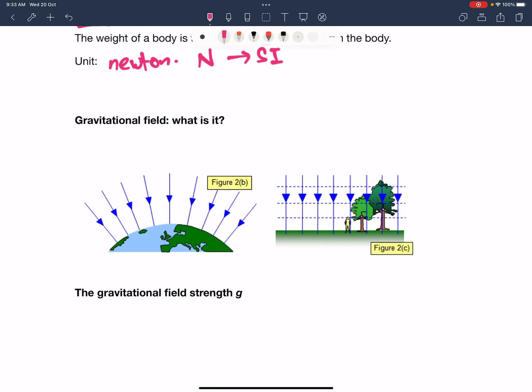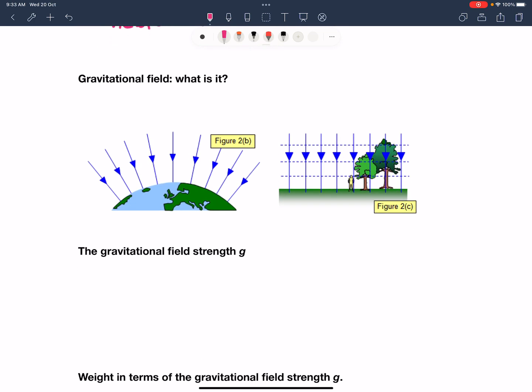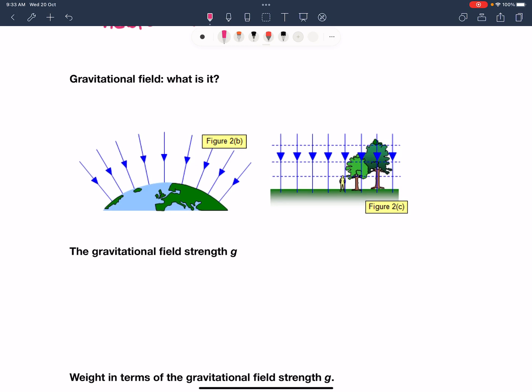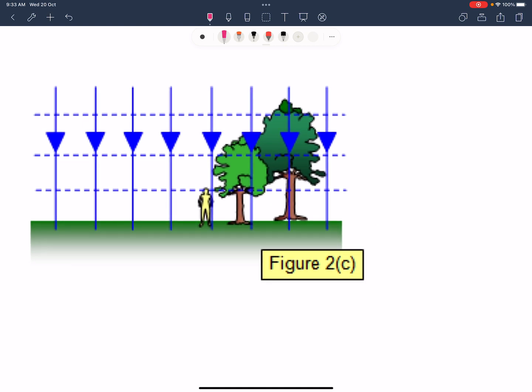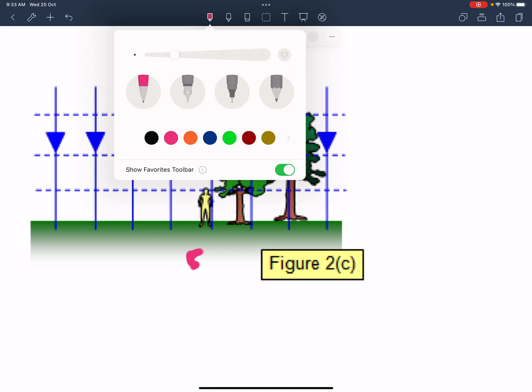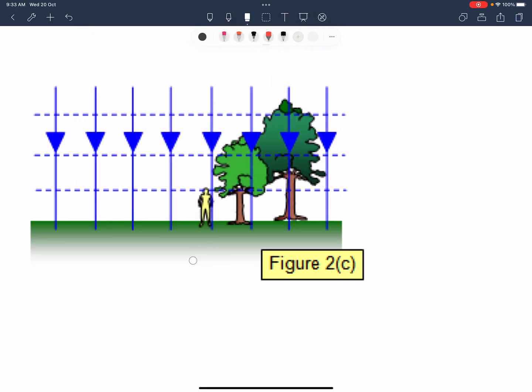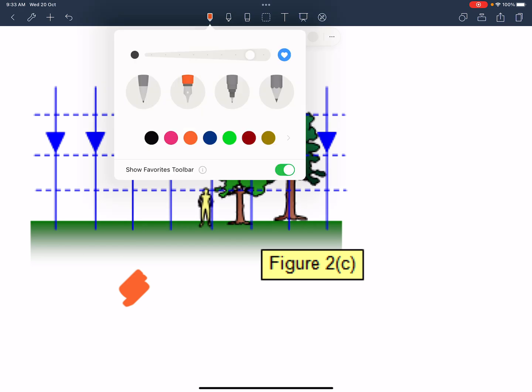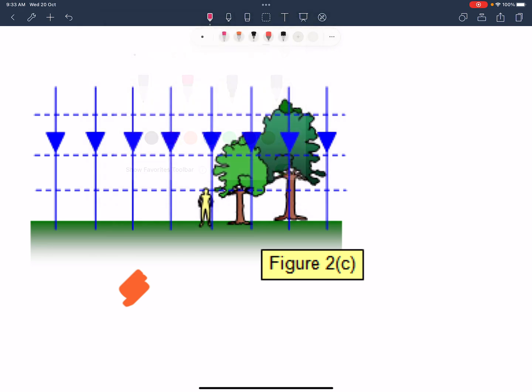Now the next thing is gravitational field. What is a gravitational field? I want you to imagine you are on the surface of the earth. Let's look at this picture, and you have a man. Let's say you weigh 500 newtons on the surface.